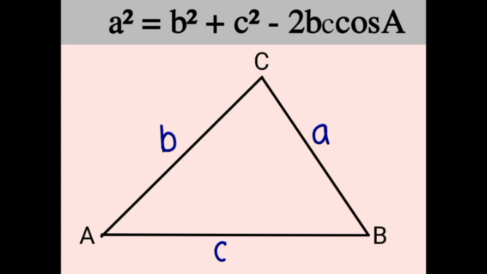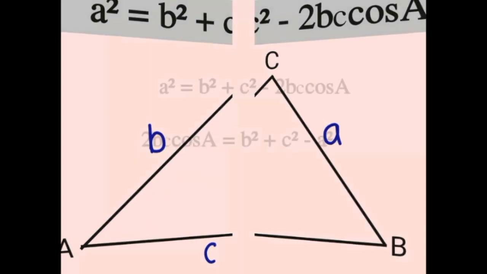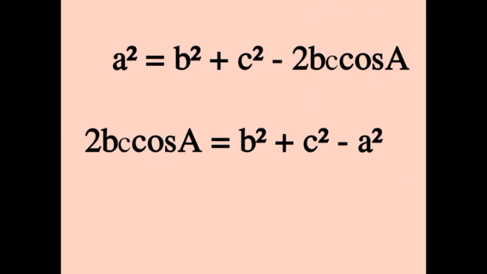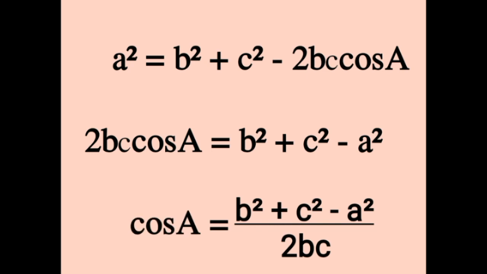Now in a triangle, if you are given all three sides and asked to find an angle, the cosine rule can be rearranged. So 2BC cos A equals B squared plus C squared minus A squared. Dividing both sides by 2BC gives us cos A equals B squared plus C squared minus A squared over 2BC. This version of the cosine rule is used to find an angle if you know all three sides.